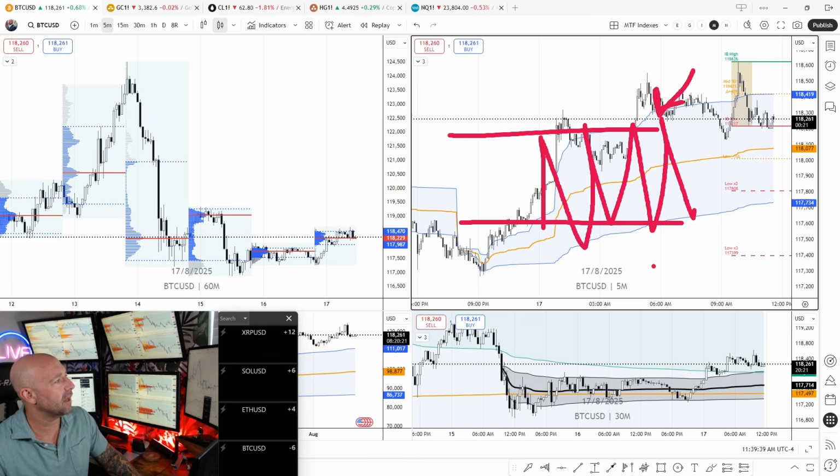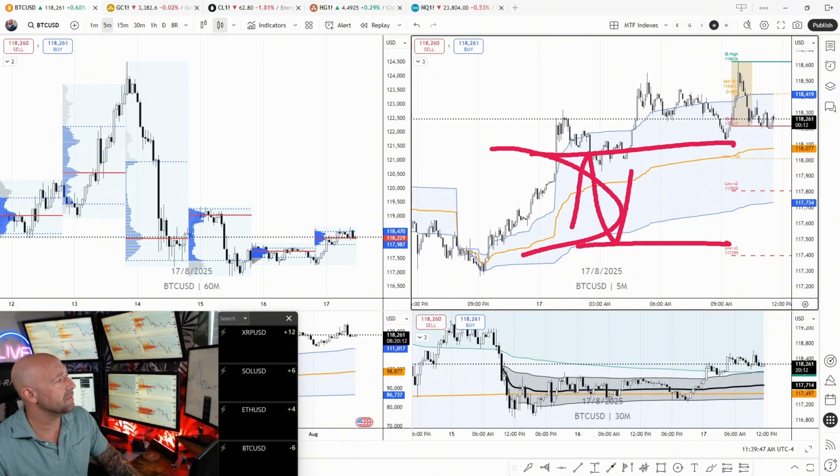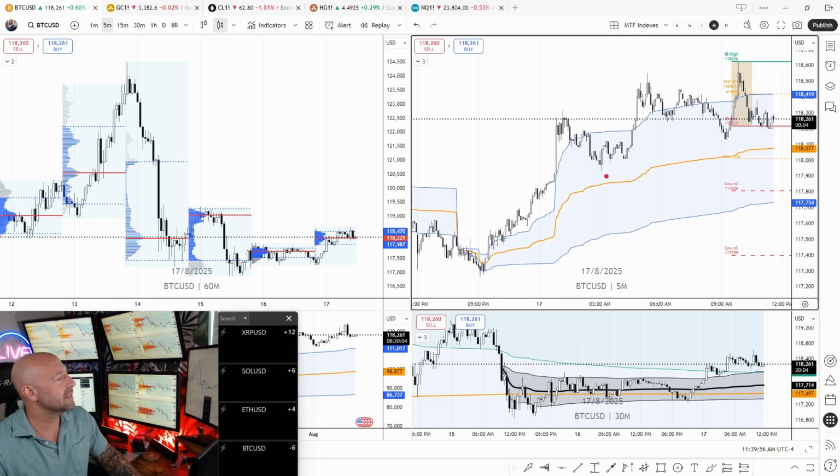It will tend to fade the value area extremes, right? You might also know this as a ranging market. And then we also have price discovery, where we leave a balanced market in search of a new balance area, right? And then we'll trade in the direction of the breakout of value, right?